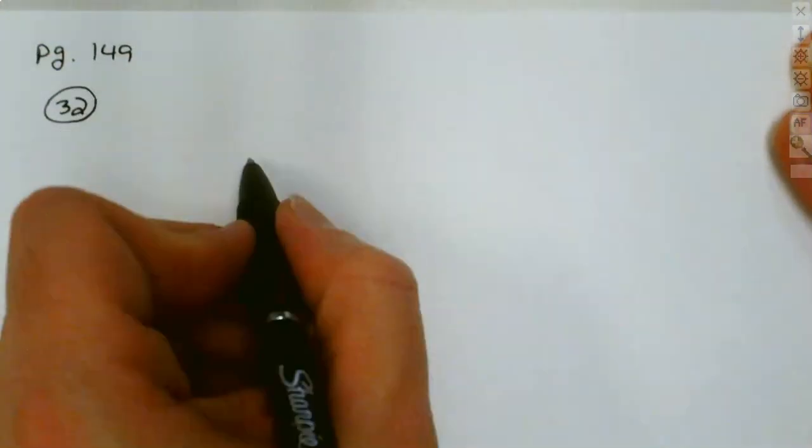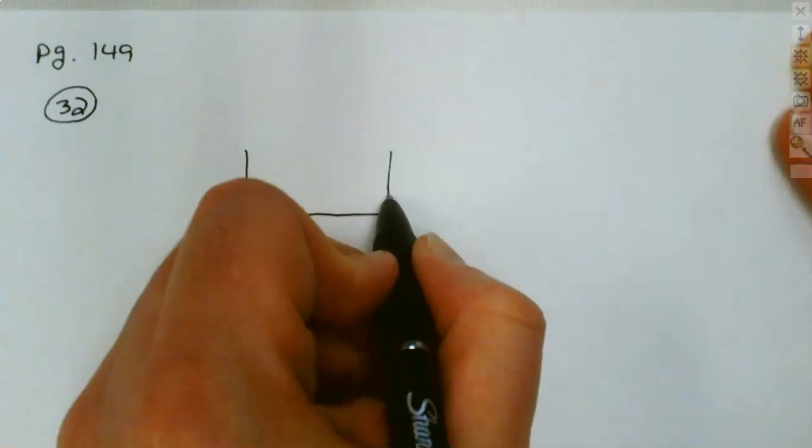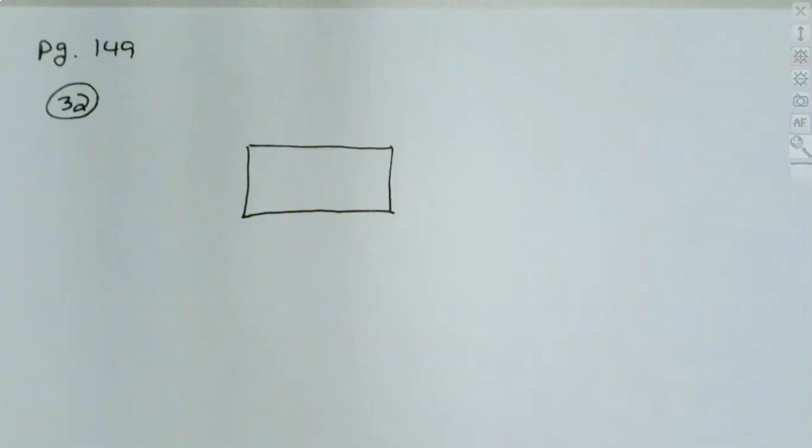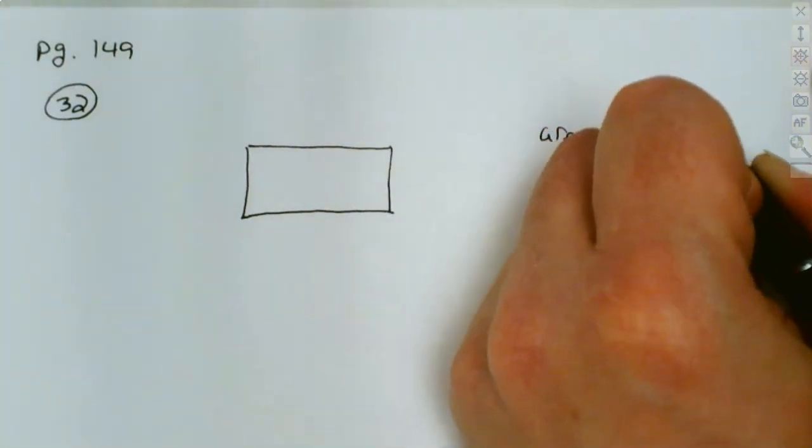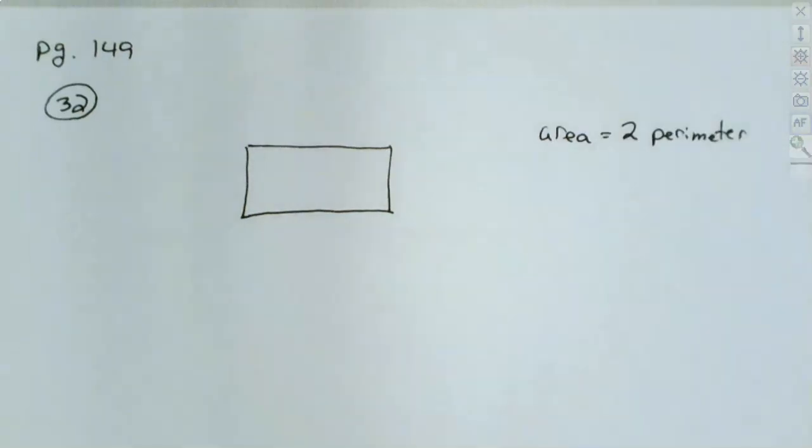So let's draw our rectangle up, label it, and then solve this question out. Okay, so this is page 149, question 32. We've got a rectangle, and here's our rectangle. It says a rectangle has an area that is numerically twice its perimeter. So the area is going to equal 2 times the perimeter. That's going to be written up here.